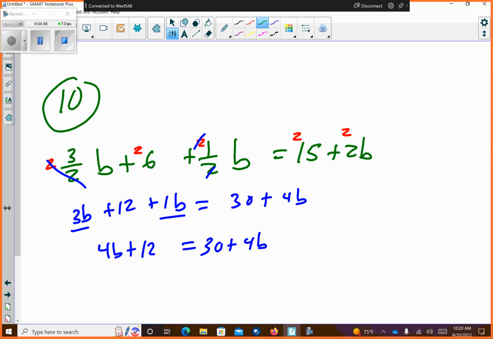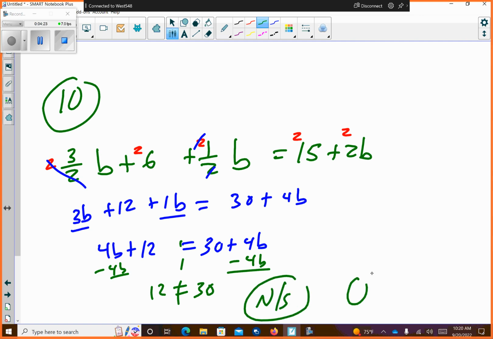So things you might want to do when you're starting to solve this, maybe subtract 4b from both sides. So you get 12 is equal to 30. What does that mean? No solution. So n/s, no solution. A 0 with a line slash through it. Something like that. Anything else you'd like me to go over or help you with? 13.